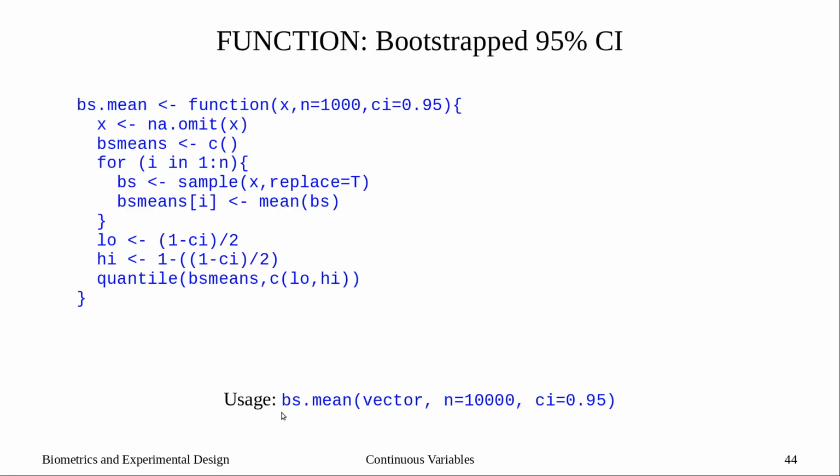How we use it is to get this into our R, run it so that the function is now available, and then we would use bs.mean. We'll give it our vector, whatever it is, probably data$variable, and then leave the options as is, but normally increase the iterations to 10,000 and calculate a 95% confidence interval.